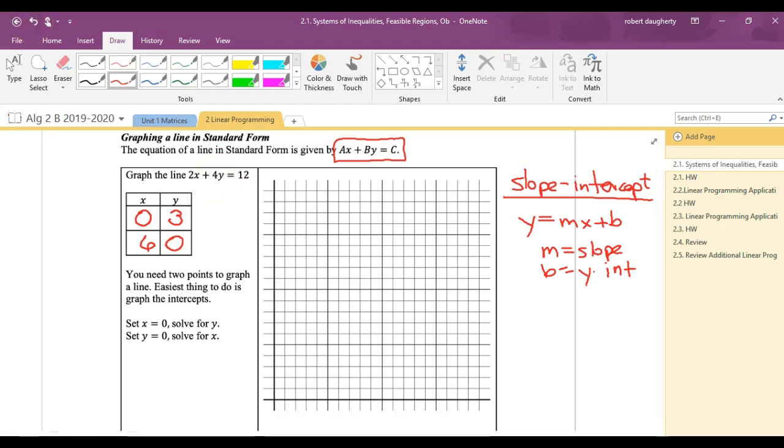So most of the lines we're going to graph in this section are going to be given in standard form, and you'll be asked to graph them using this. So now what do I do with these two things? I use this to graph the line. What axis is this? This is what axis?